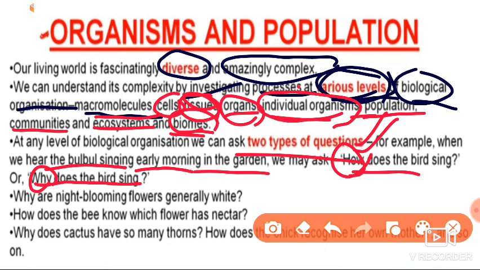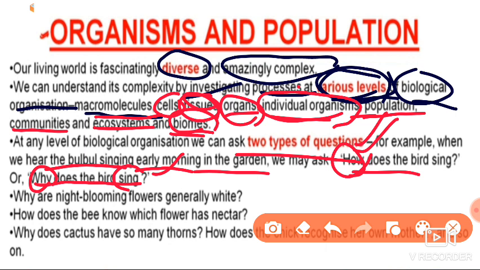Okay, next, why does the bird sing? This is a different question. Just to attract the other bird, for breeding purposes, for mating purposes, or for food purposes, they can sing. The main thing is just to attract their partner. These two questions are different and the answers are also different. Two types of questions we can ask.